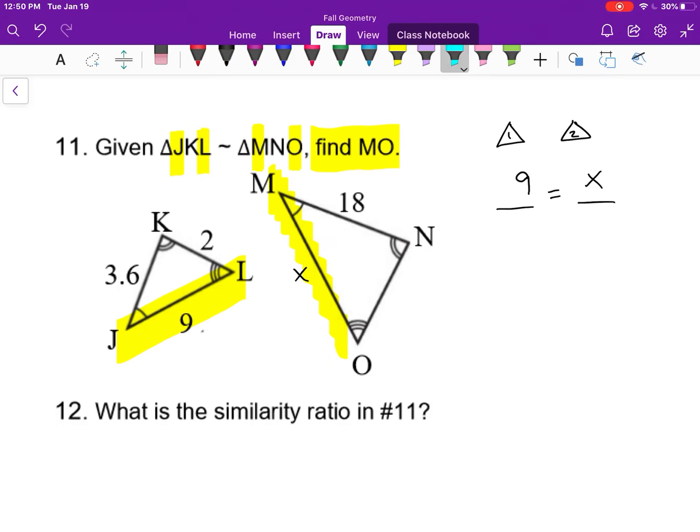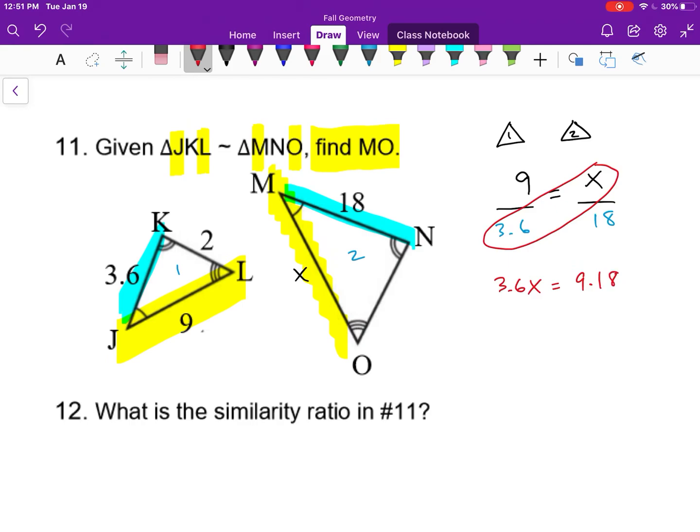Okay, next one, I'm going to go ahead and use the single and double. So I'm going to go ahead and write those down. So I have 3.6 is equal to my second triangle, which is going to be 18. So this is my second triangle, this is my first triangle. From here, you can go ahead and cross multiply, solve for x. So 3.6x is equal to 9 times 18, which is 162. So 3.6x is equal to 162, divided by 3.6.